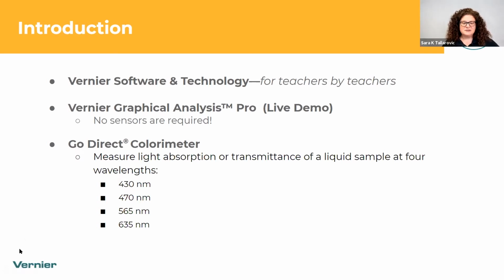The colorimeter can measure light absorption or transmittance of a liquid sample at 4 different wavelengths. So it's got 4 different essentially channels that you can use. We've got 430 nanometers, we've got 470, that's the one that we're going to actually use today. We have 565 and we also have 635. So we have a nice range of wavelengths that you can use on the colorimeter.